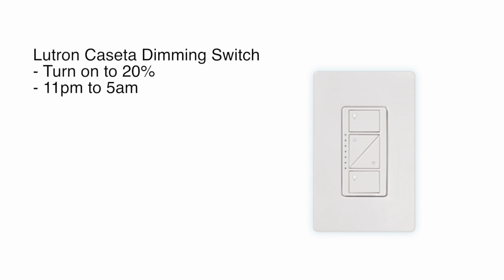So we're going to show you how to get your lights to turn to 20% using the Lutron Caseta dimming switch between 11 p.m. and 5 a.m. So pretty useful. Let's take a look.